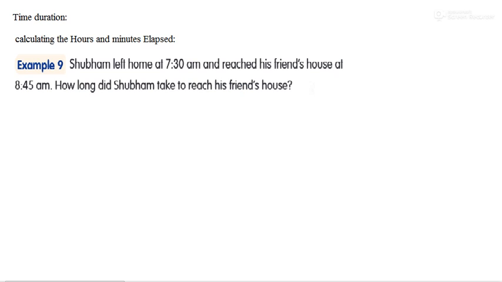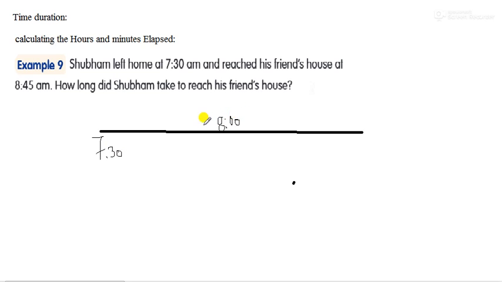So here he started at 7:30. From 7:30 to 8 o'clock, how many minutes is that? I will write that down. So 7:30 to 8, how many minutes difference here? It's 30 minutes.